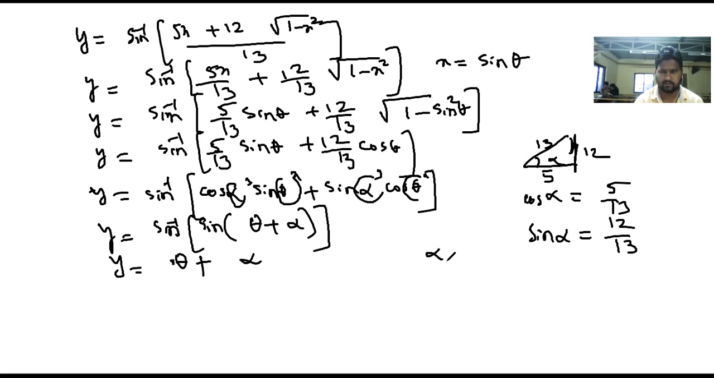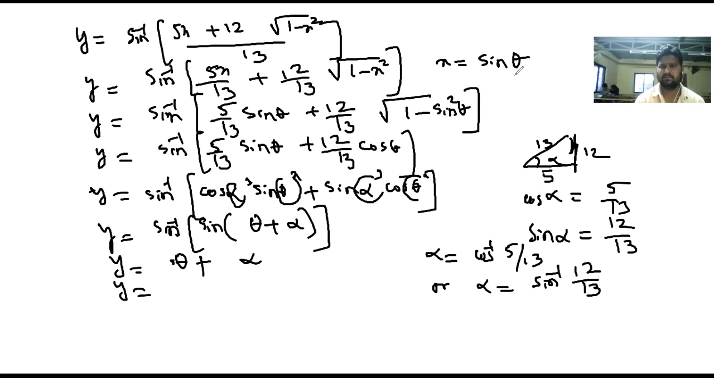Remember alpha is a constant, either cos inverse of 5 by 13 or sin inverse of 12 by 13, but it is a constant number. Now only theta is variable, but we want it in terms of x, so theta must be a function of x. From x equal to sin theta, theta is sin inverse of x. So this becomes sin inverse of x plus a constant. Now differentiate with respect to x.